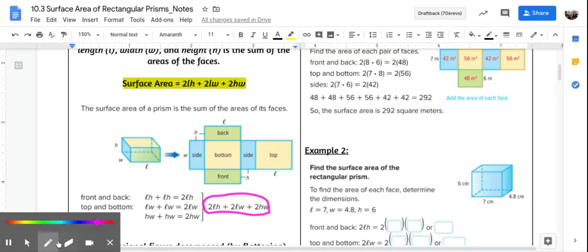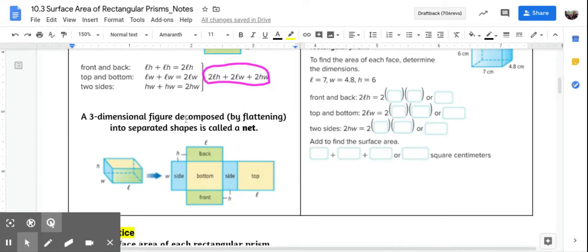When a three-dimensional figure is decomposed or flattened, like I had with the Cliff Bar box yesterday, and it's separated into shapes, this is called a net. So whenever you see an example that asks what is the surface area of this net or of the rectangular prism, this is what it means.